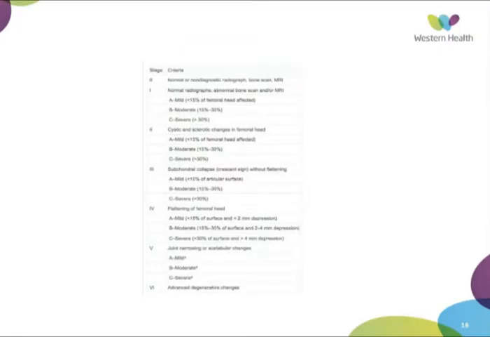And C being severe, which is more than 30%. And then you go through the stages, which are essentially the same as the Ficat all the way from a normal radiological scan to advanced degenerative change. But I think this is more of a research tool than clinical practice.